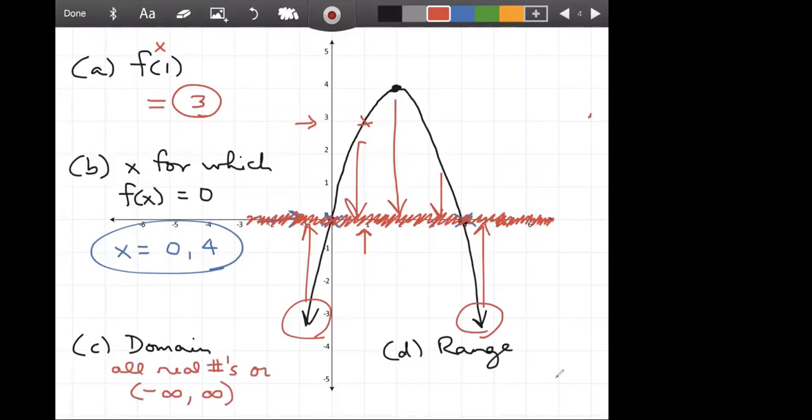All right, and then the range is the same idea for y. All right, so if I were to, let me see if I can get rid of some of this scribble.